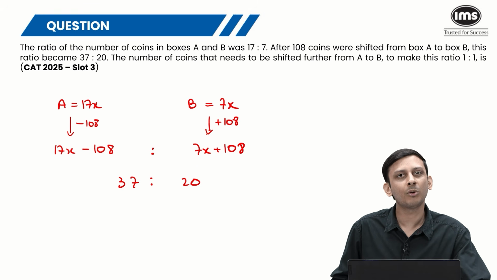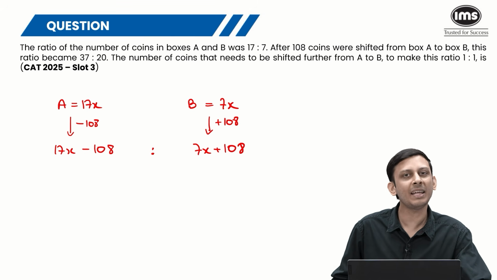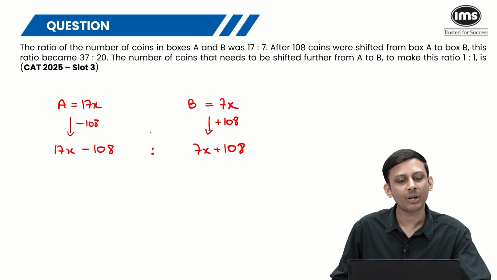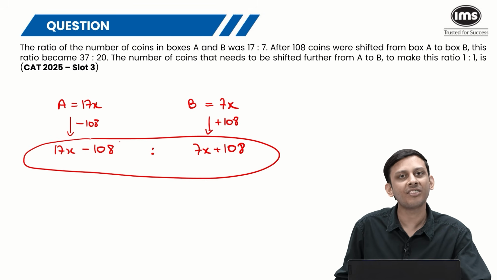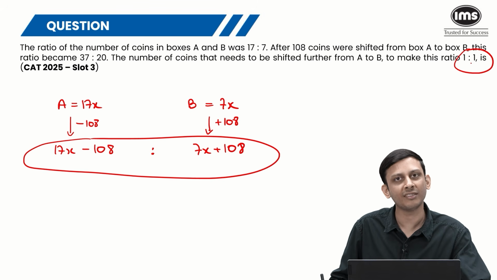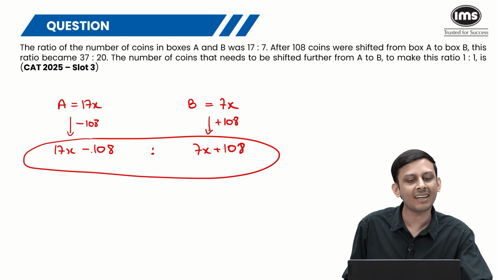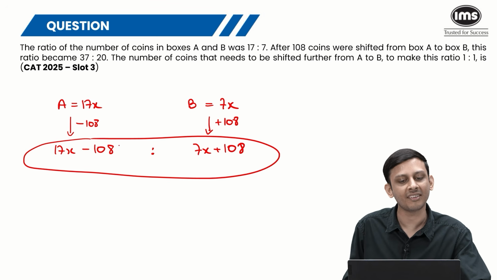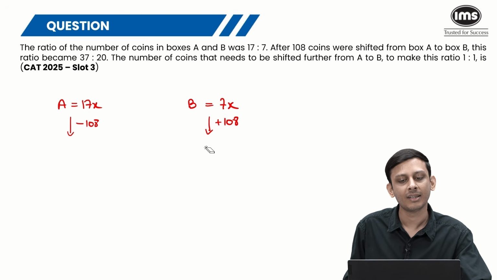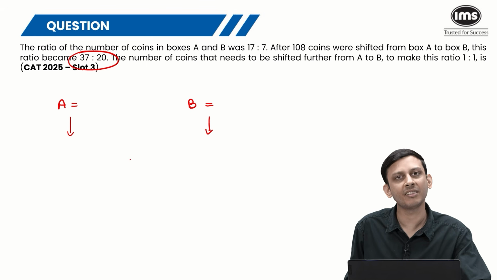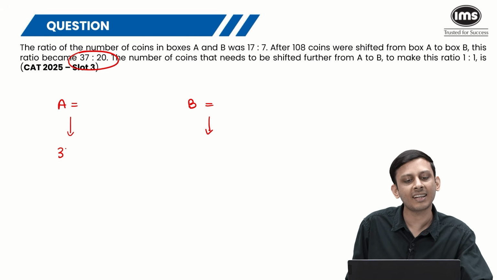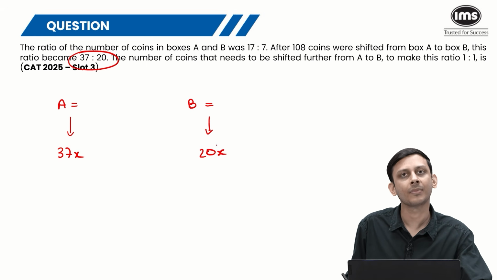So before we come to the best method, here if I still show you a method with variables, we could have made this slightly more efficient by thinking that, okay, we need to focus on this situation. From here, how much has to be shifted from A to B to get 1:1? So here, rather than having minus 108 and plus 108, here we could have thought that we already know the ratio for this. We already know 37:20.